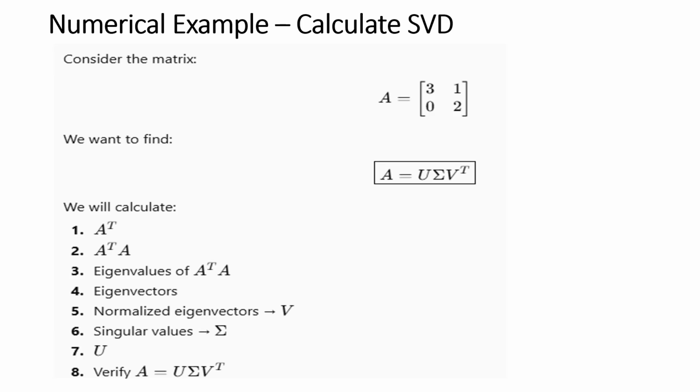Next, after finding V, we have to find the singular values sigma, and then the left singular vectors U. Finally, we have to verify that multiplying all these three components gives back the matrix which was given initially, that is A. Multiplying U, sigma, and V raised to t gives us the original matrix A.